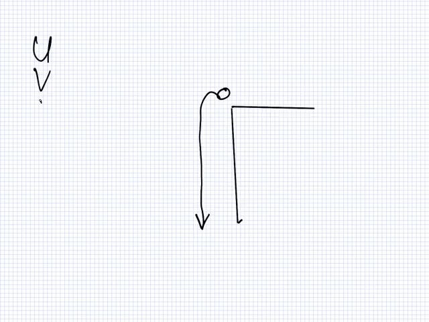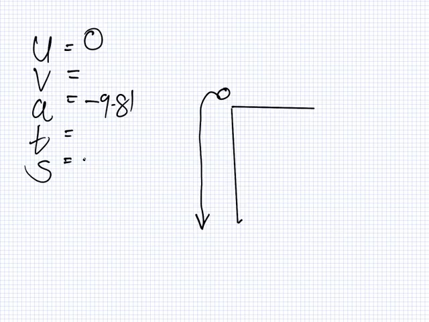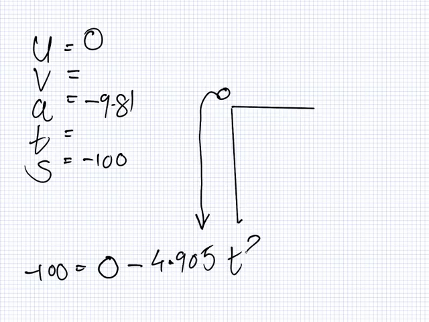Right, UVATS. U, V, don't know. A. T is what we want, and S is minus 100. What will we use? S equals ut plus a half a t squared. What did you get? 20, then. So what's that? Yeah, but what's the value?